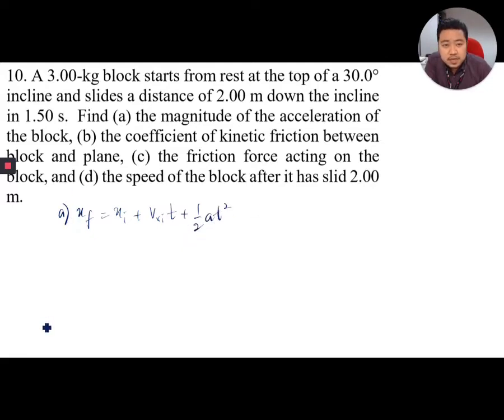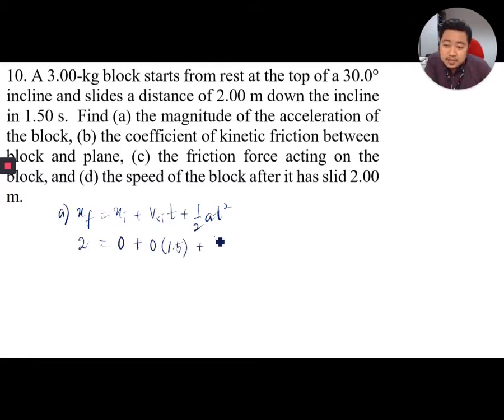X final will be the final position at the final time, and here it is going to be 2 meters. So we're just going to put in 2 equal to x initial. At the initial time, it is at the top, it is still not moving, so it is equal to 0 plus vxi. Because it starts from rest, it is also equal to 0 multiplied with the total time, which for this motion to happen 2 meters away from its original position is 1.5 seconds.